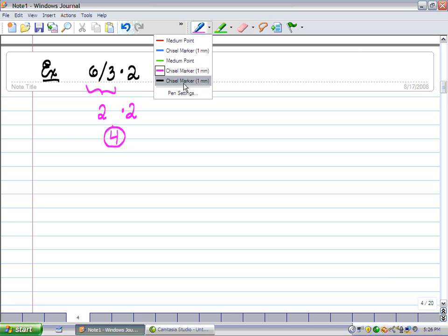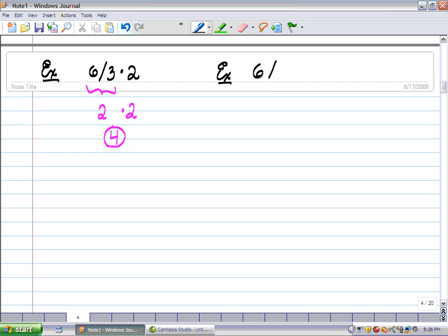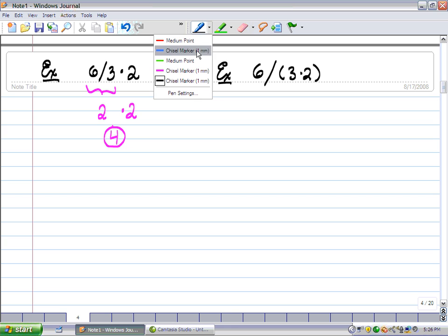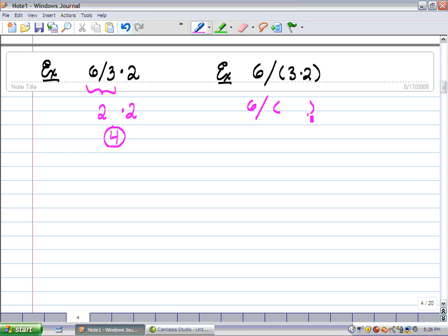Okay, if you wanted to do the multiplication first, you would have to have put it in parentheses. 6 divided by (3 times 2). So I have two operations here. I have a divide and I have a times. But remember the please from the please excuse. Parentheses come first. So I have to do what's inside these parentheses first. 3 times 2, which is 6.